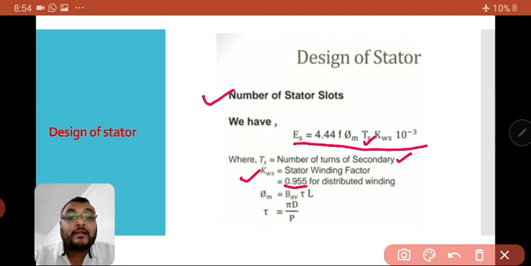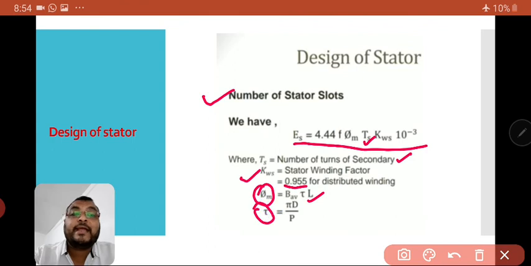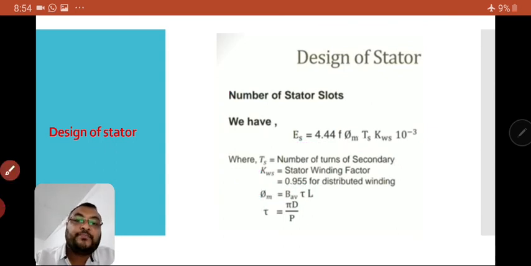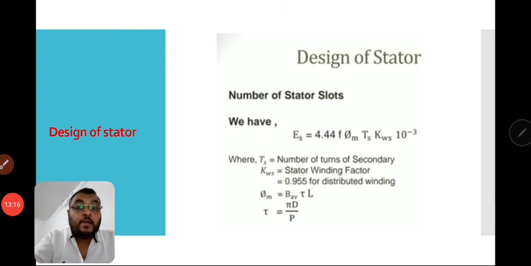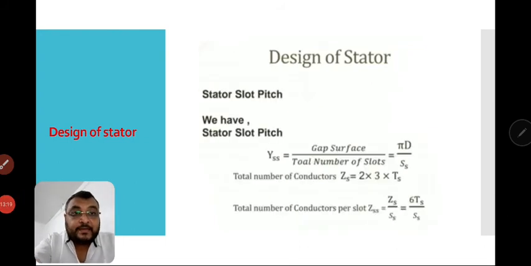And how will we get the value of phi m? We will get phi m, which is equal to the average flux density into tau into the length of the diameter. And tau is equal to pi d by p. With the help of this equation we can find out the number of stator slots. Okay, so we will see the stator slot pitch.